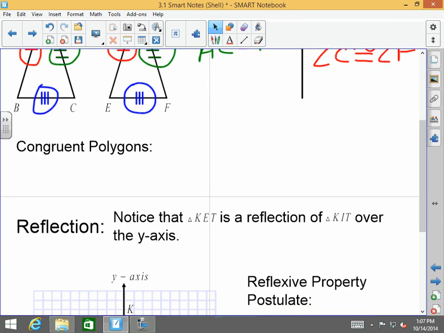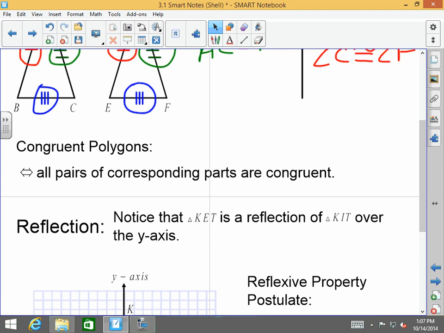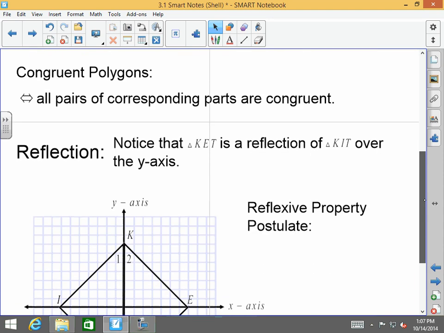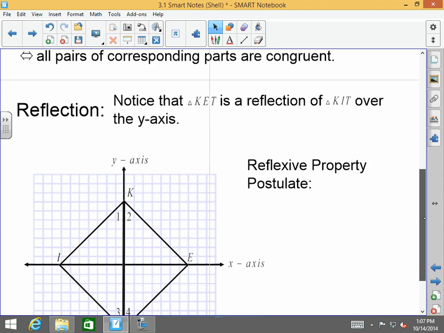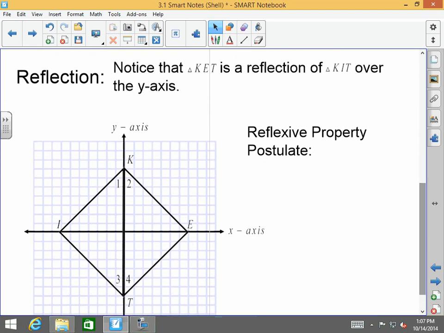So corresponding polygons again, all pairs of corresponding parts are congruent, and that's reversible. So you can say if two polygons are congruent, then all the pairs of corresponding parts are congruent. Now, let's talk about reflection and the reflexive property. Very, very important, like one of the most important properties we're going to learn.